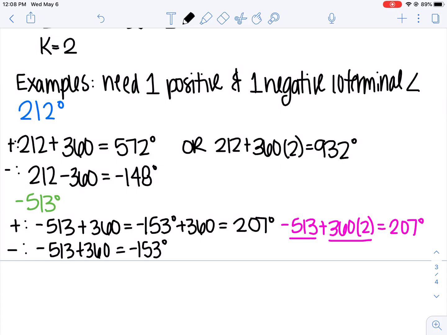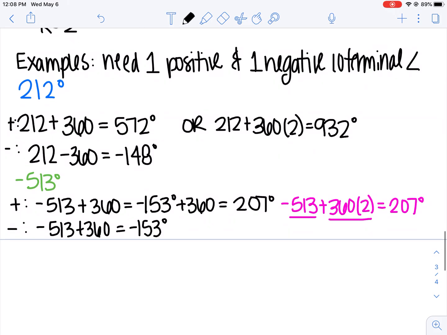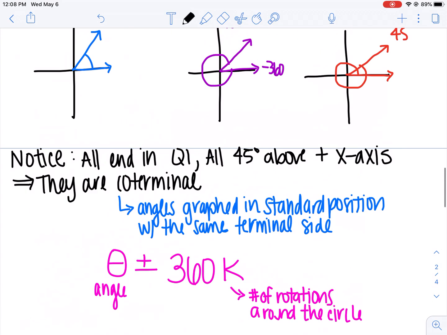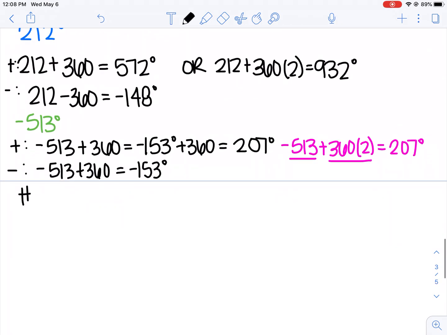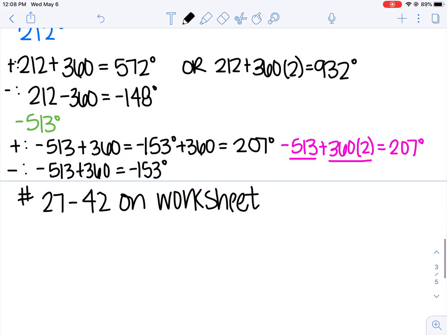That's coterminal angles. So on the worksheet, you're going to want to do numbers 27 through 42. It's really important that you understand this with degrees because on Wednesday we're going to go over it with radians, and this is definitely more challenging than degrees.